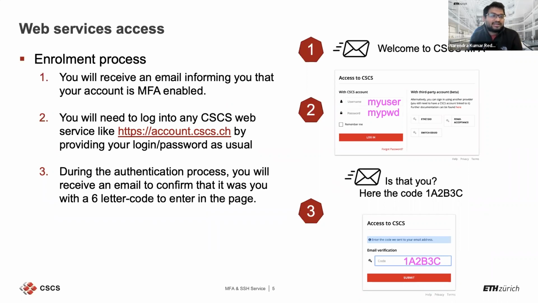And after receiving that email, users need to access any of our web services, like account.cscs.ch or Jupyter, or even our SSH service.cscs.ch. Once they access this URL, they need to perform the usual first factor authentication using their username and password. And then they need to enter a 6-digit code, which will be received by the users through email.